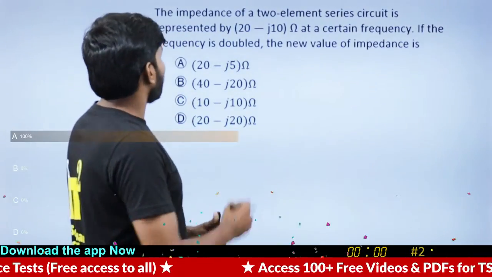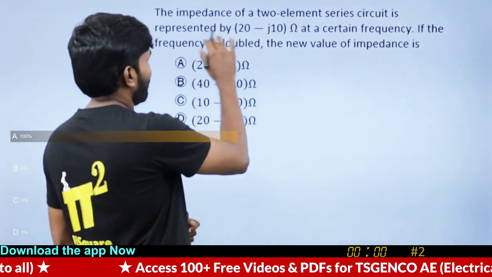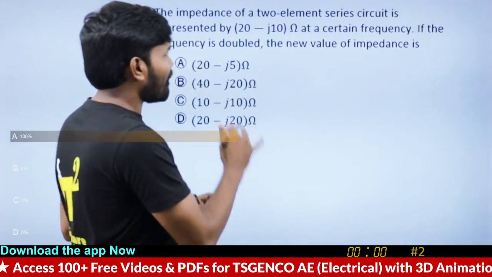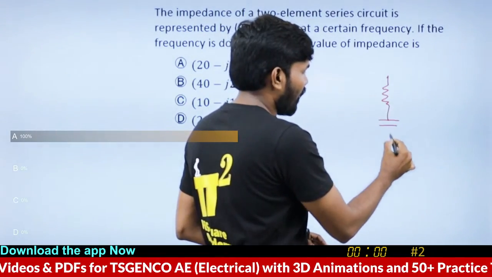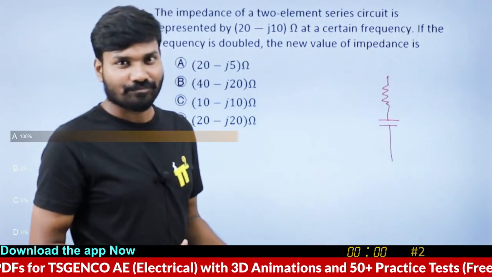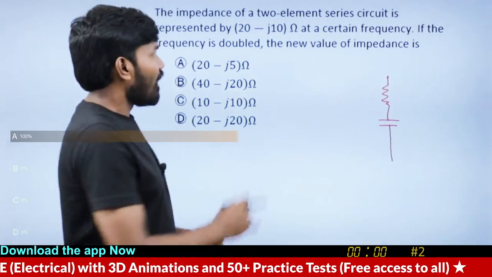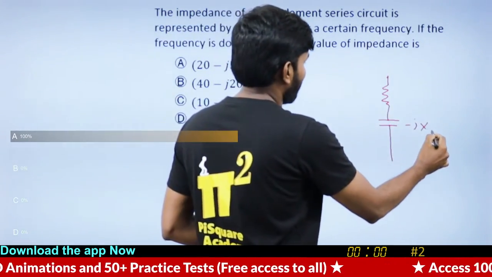Okay, so the impedance of a two-element series circuit is represented like this. The elements are clearly saying it is an RC circuit. How do you know that it's an RC circuit? It's from the negative sign. Okay, R minus jXC. So this is definitely minus jXC, which means a capacitor.